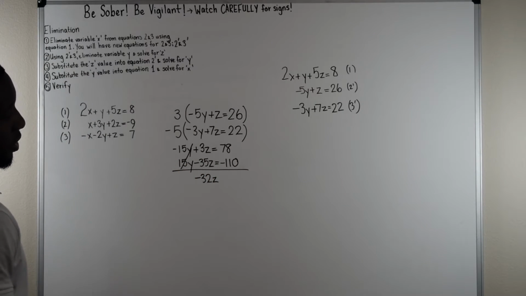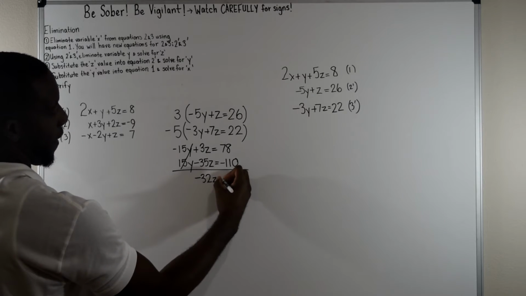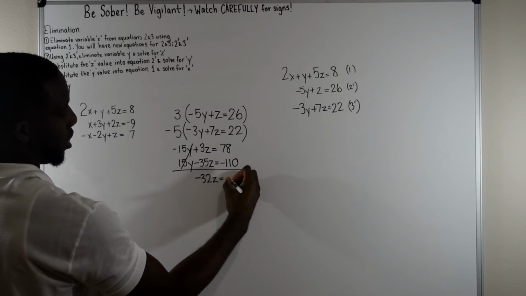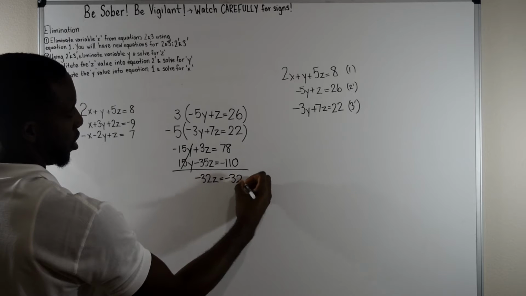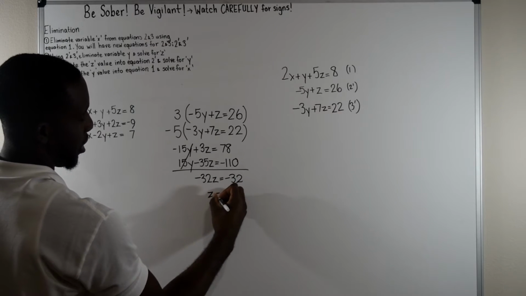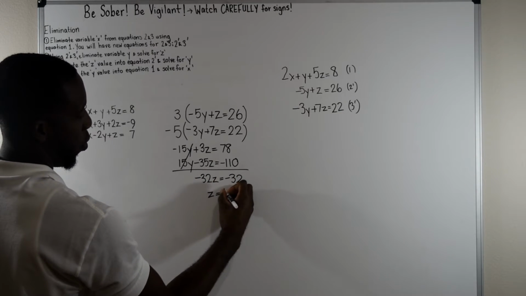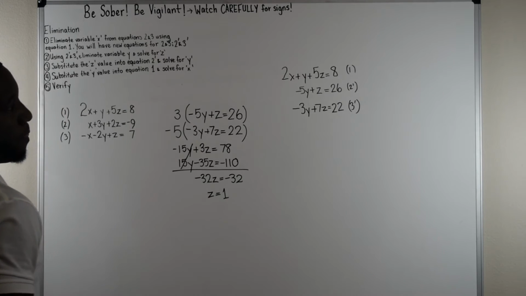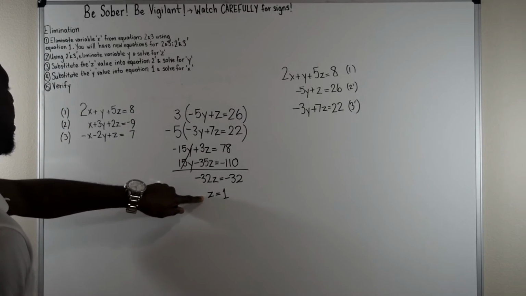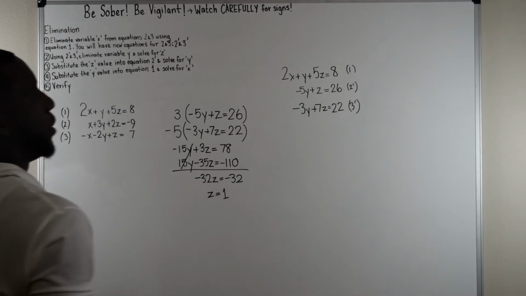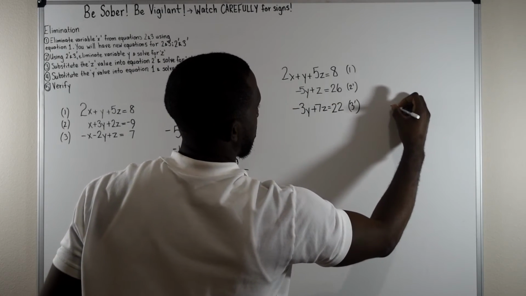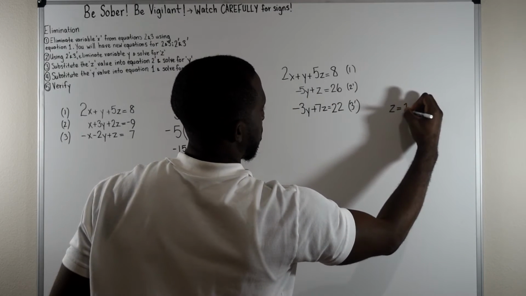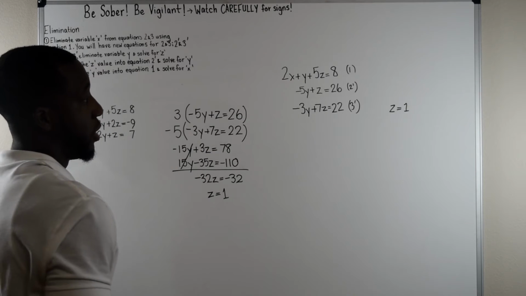Can you see? All right. Negative 32z equals negative 32. So that means z equals what? 1. All right. So we got our z. So we got z equals 1. I'm gonna write it right here. Can you see it? Okay, z equals 1.